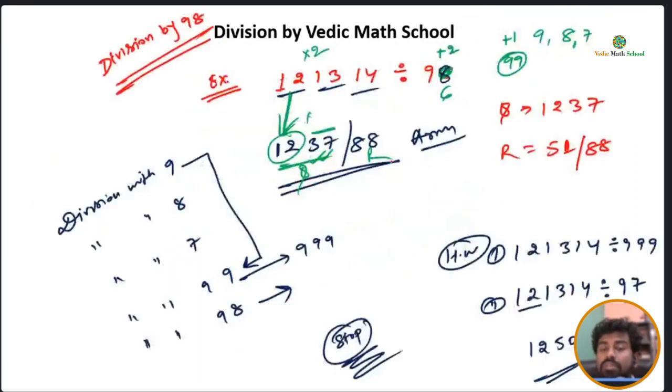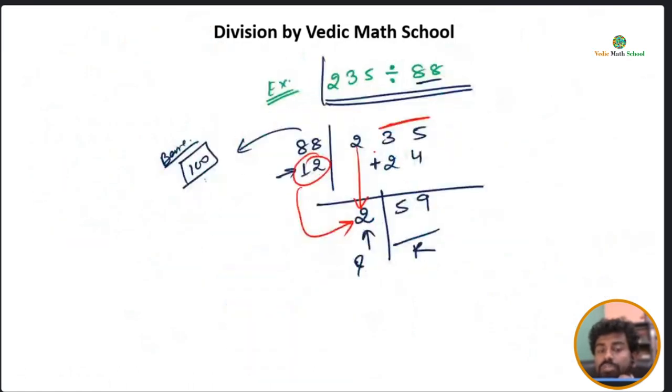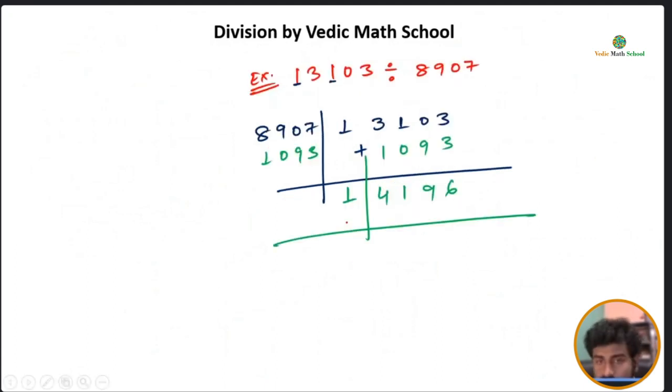In the previous example, what did I do? I wrote down 21 and I added 21 plus 31 and wrote down 52, right? But in this example, I'm not doing that. The first difference is I'm writing the difference, and the second difference is I'm multiplying this difference with 2 and adding the value here. So 35 plus 24 is 59. This is still less than 88. So we can say that this is the remainder and this is the quotient.